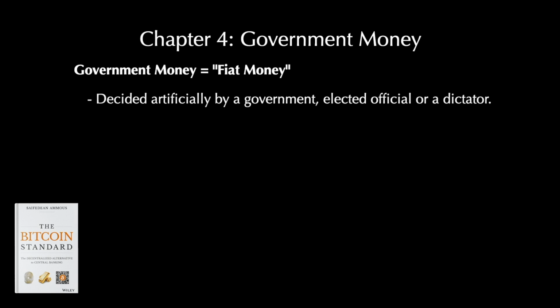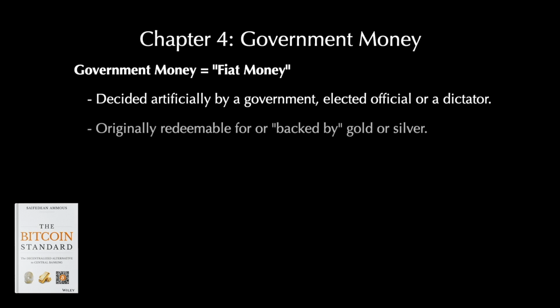However, contrary to the name, all fiat currencies originally were redeemable in gold or silver, or a foreign currency, which was redeemable in gold or silver. Without the redeemability for gold or silver, governments would not have been able to impose the paper money in the first place.